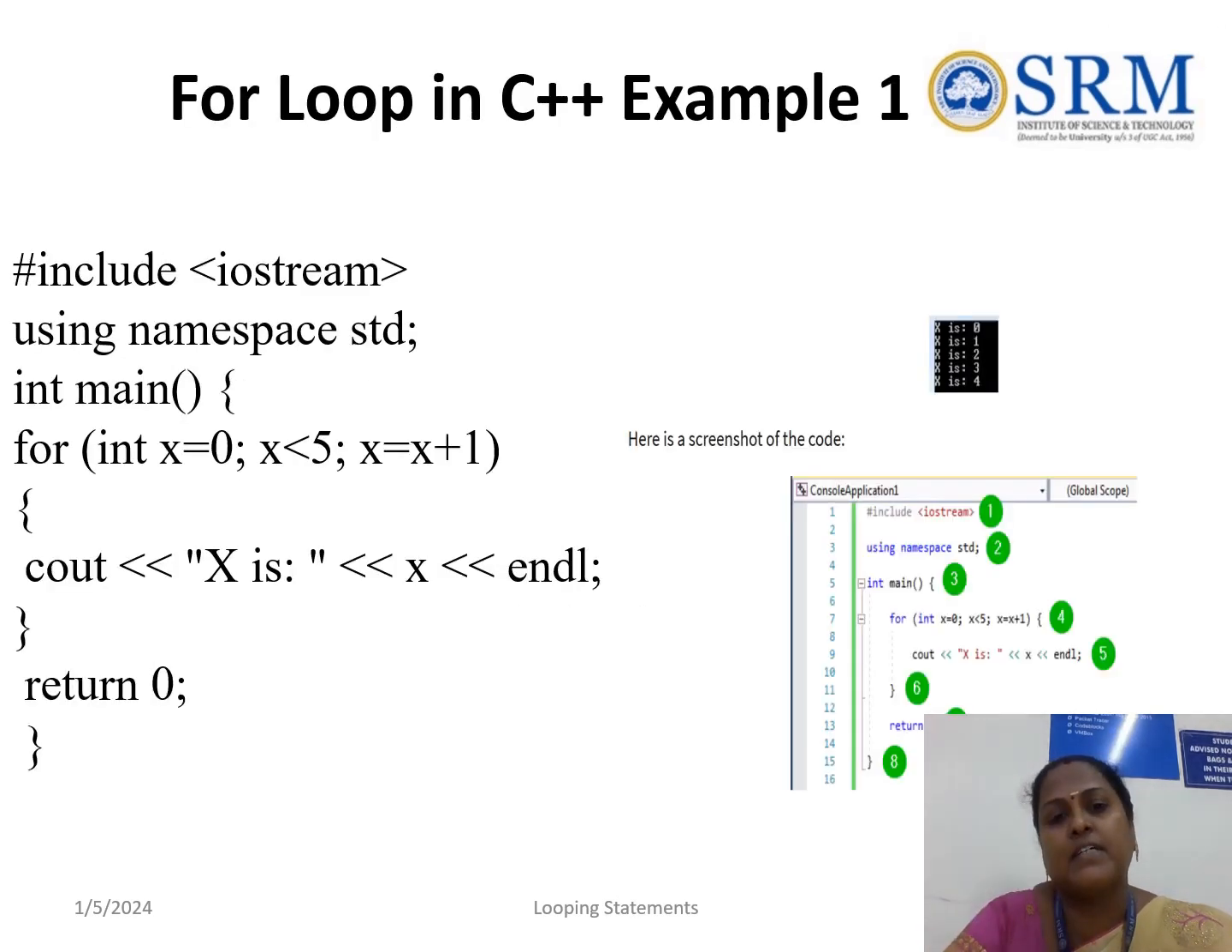For example, if I want to display the numbers 0 to 5, the display process repeatedly happens. The for loop is initialized with the value 0, x less than 5, x equal to x plus 1. Here x equal to x plus 1 means the value x is initialized with 0, which will be incremented by 1 every time. The corresponding output you will get is x is 0 to 4. If x is increased further, finally you will get 4 plus 1, which is 5. 5 is not less than 5, so the condition fails here and it terminates the process.